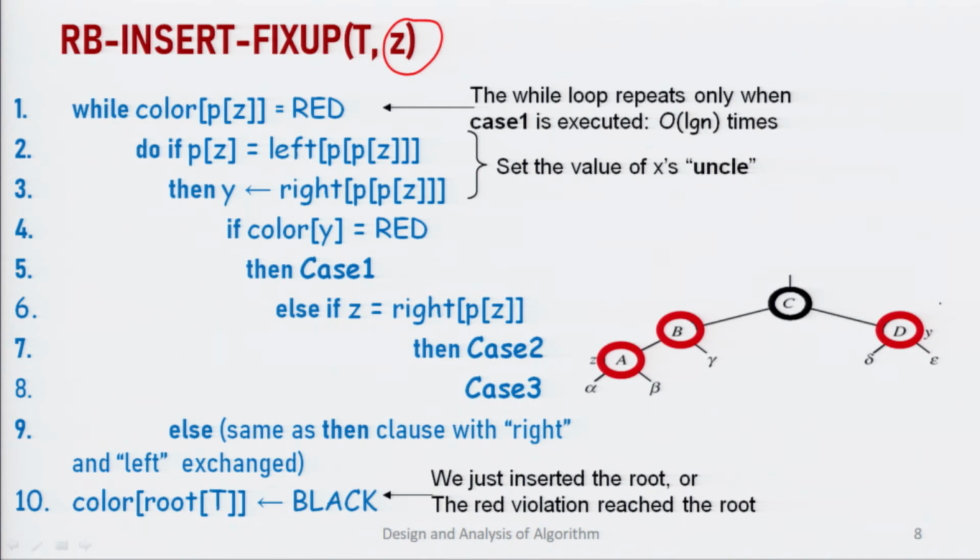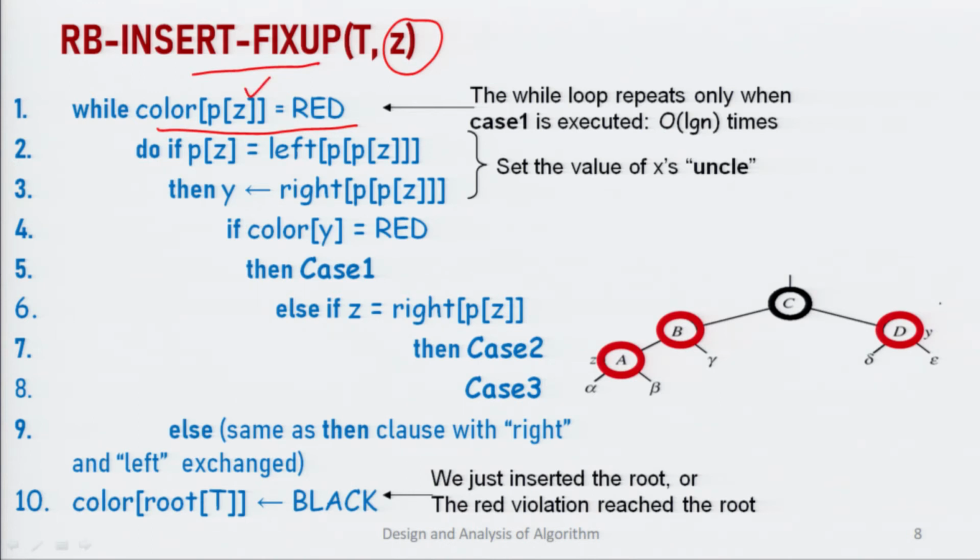So, to fix up those violations we need to call this function RB insert fix up. See, it starts from this condition. This while loop will run until the color of parent of Z is red. If it becomes black, it will automatically terminate from the while loop and you will have the perfect red black tree. This loop will be repeated until parent of Z has the color red.